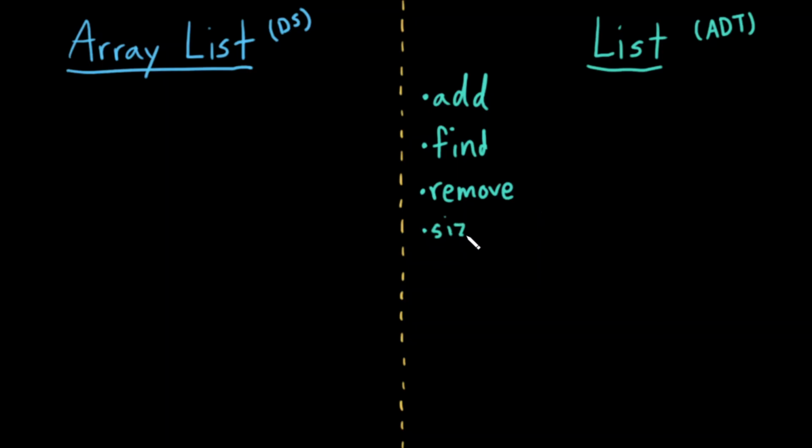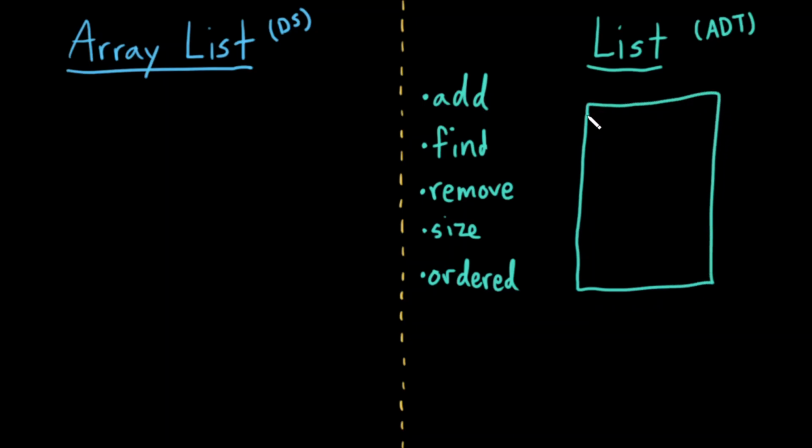I should be able to say, I want to remove this specific element from my list. I should be able to get the size of my list. So how many elements currently exist in my list? And importantly, my list should be ordered. There should be a first element, a second element, a third element, etc. Let's imagine a scenario where I have some empty list. Let's say this list will contain strings.